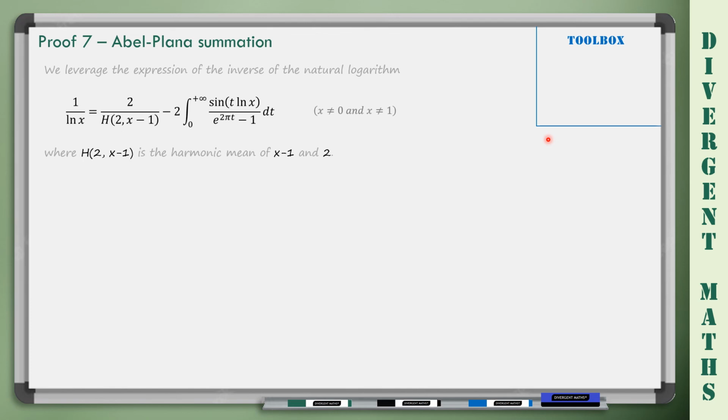So let's open a toolbox. What do we get? The harmonic mean of 2 and x minus 1 is 4 times x minus 1 over x plus 1. But we are more interested in the inverse, which is 2 over the harmonic mean of 2 and x minus 1. It's equal to the sum of the inverses of those two values, 1/2 plus 1 over x minus 1. Really the inverse of those two. That sum multiplied by 1/2 is equal to the inverse of the harmonic mean.